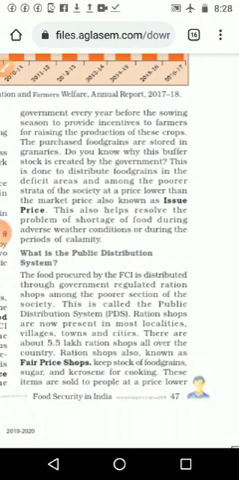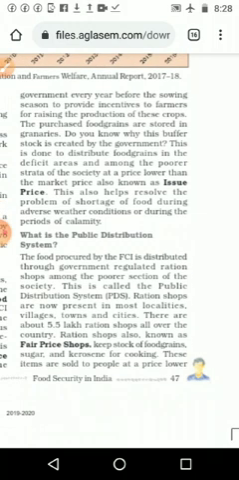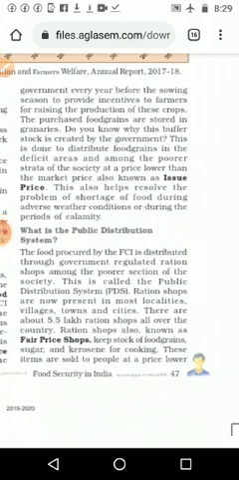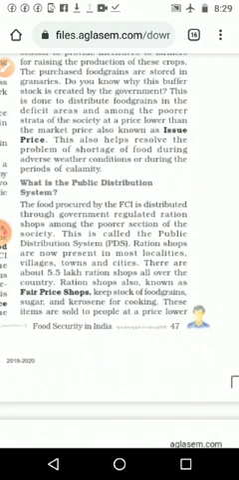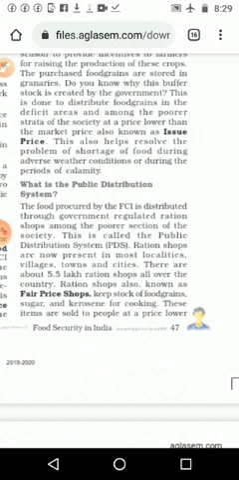But in other states they are giving it for 10 rupees or 15 rupees, when the market price will be 30 or 40 rupees. That price, 15 rupees or 10 rupees, is known as the issue price, the money amount at which the government is issuing or distributing to the people. This also helps resolve the problems of shortage of food during adverse weather conditions or during a period of calamity. So with the help of this we are calling it ration shops or coupon shops. In different areas it is called by different names.